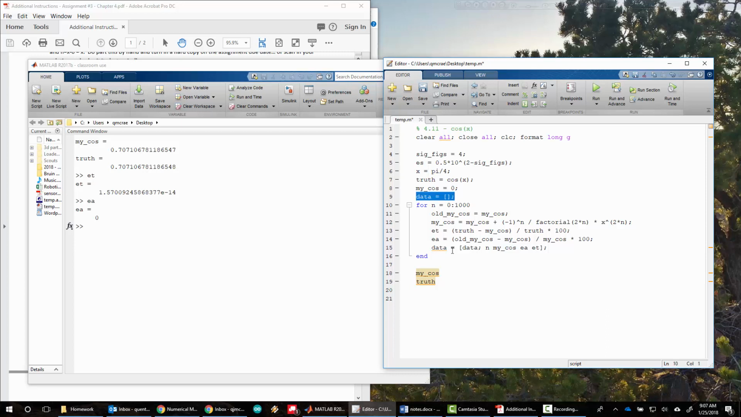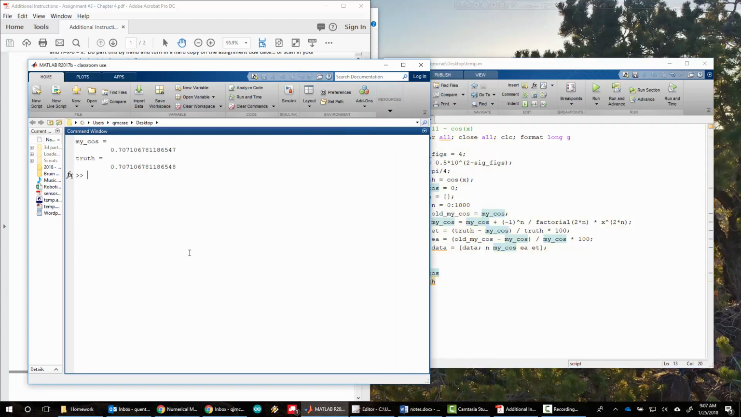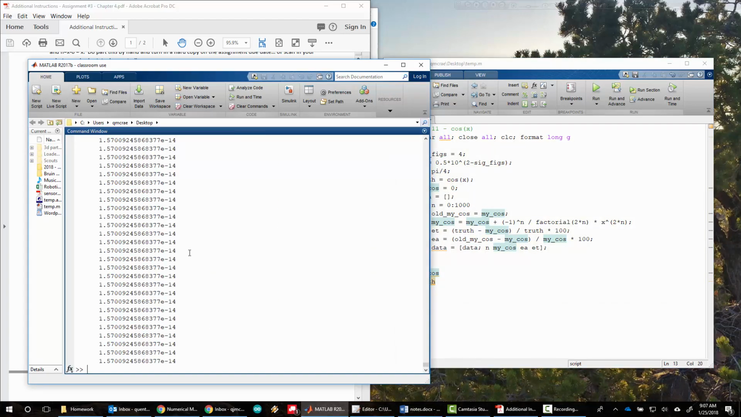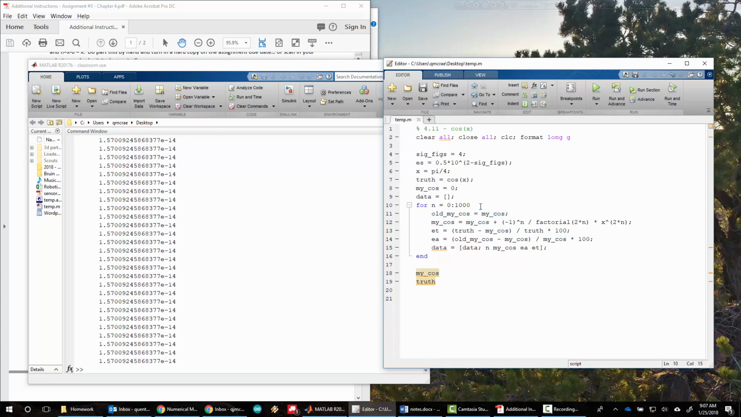Okay, so this basically just initializes it. It says that it exists, there's something there. So the first time it's going to say data is equal to this, which is nothing, and it's going to put n, the value of my estimate, and the EA and the ET. And the next time through, it's going to say data is equal to whatever it was before, which we just did, and it's going to keep on adding and building up this table. So now when I run this, I can look at data. Okay, I forgot, I'm doing 10,000. I back this off to 10 runs.